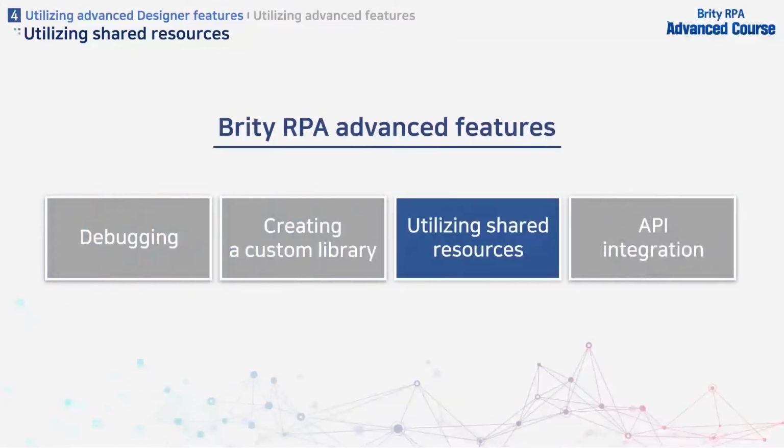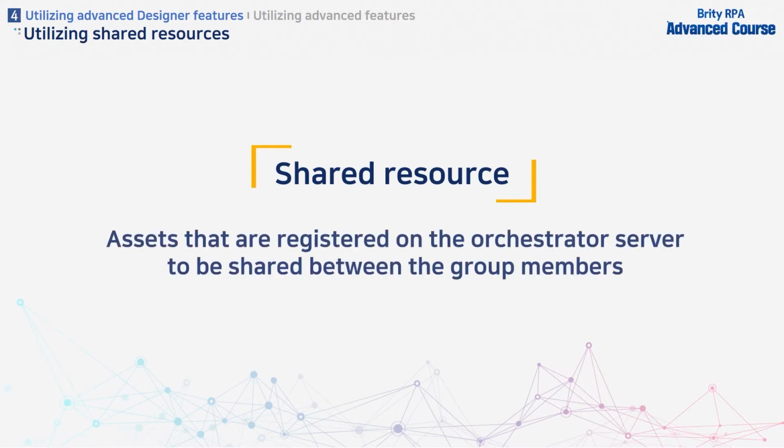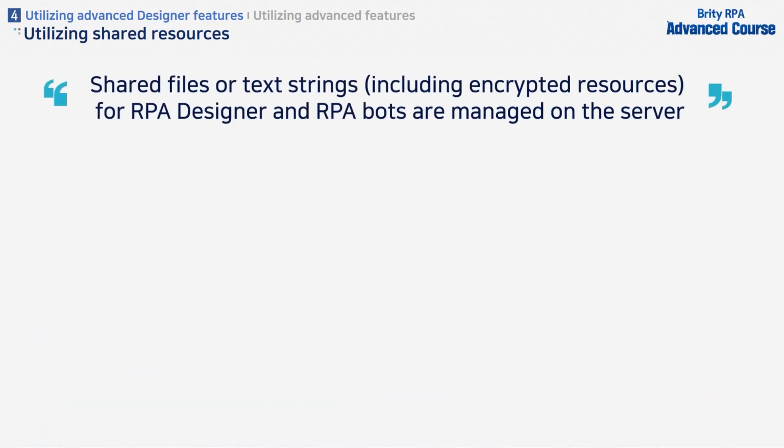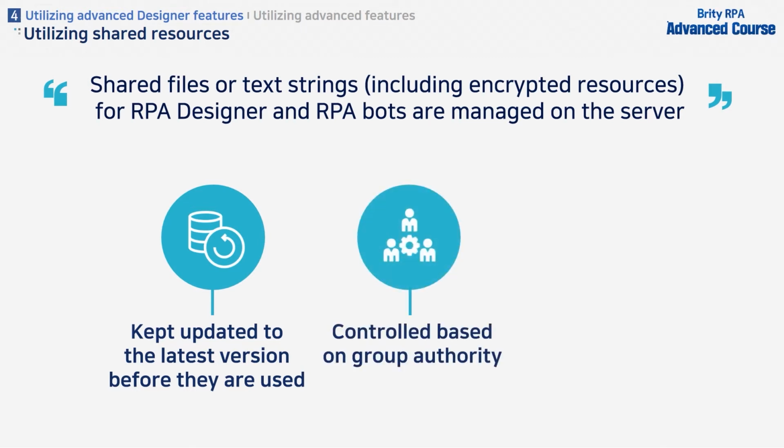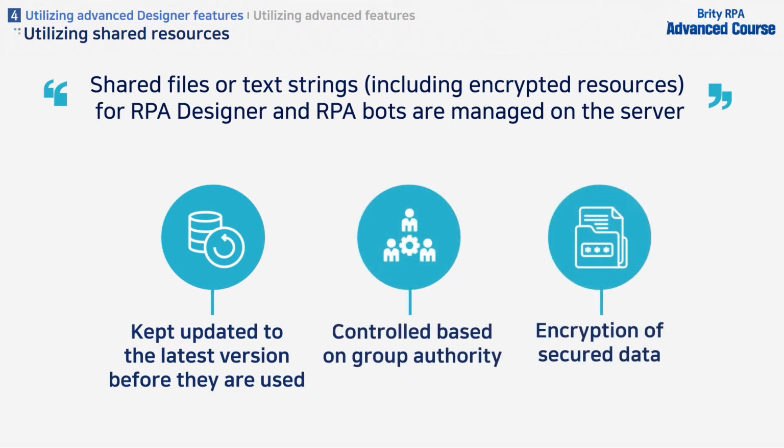Next, let's learn about the shared resource feature. Shared resources refer to assets that are registered on the orchestrator server to be shared between the group members. In other words, this feature allows you to manage the shared files or encrypted text strings for RPA Designer and RPA bots on the server. They are kept updated to the latest version before they are used and are controlled based on group authority. Data requiring security protection is encrypted.